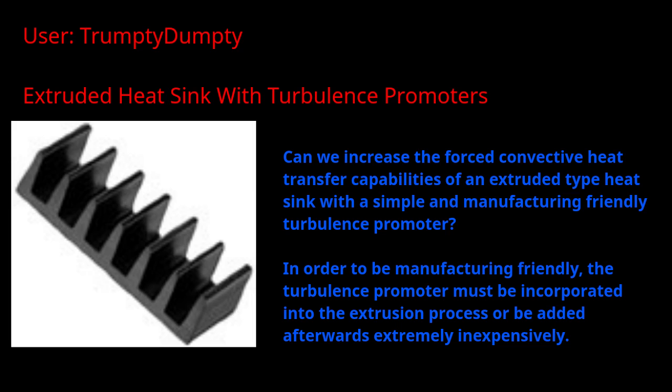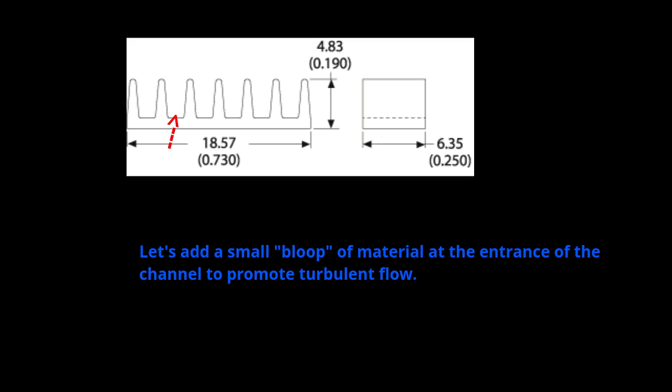Can we increase the forced convective heat transfer capabilities of an extruded type heat sink with a simple and manufacturing-friendly turbulence promoter? In order to be manufacturing-friendly, the turbulence promoter must be incorporated into the extrusion process or be added afterwards extremely inexpensively. The extrusion process can't make a single location feature, therefore it must be added afterwards. The solution under test is that of a small bloop of metal at the channel entrance to act as a turbulence promoter.